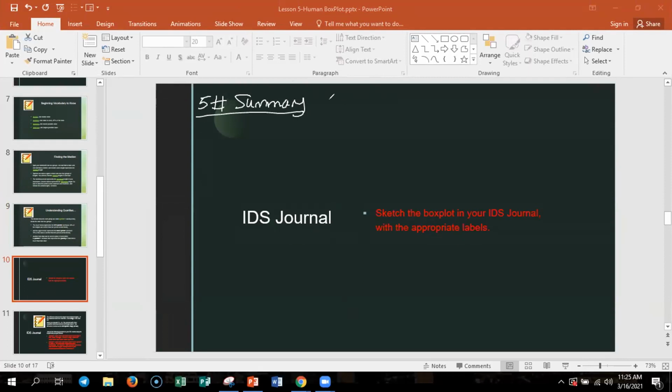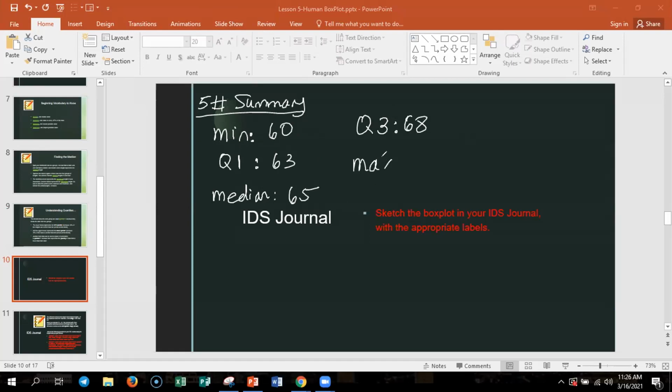Our 5-number summary: we have our minimum, which is 60. Then we have our Q1, quartile 1, that was 63. Then we have our median, that was 65. Our Q3 was 68. And finally, we have our maximum value. Our max is 76.